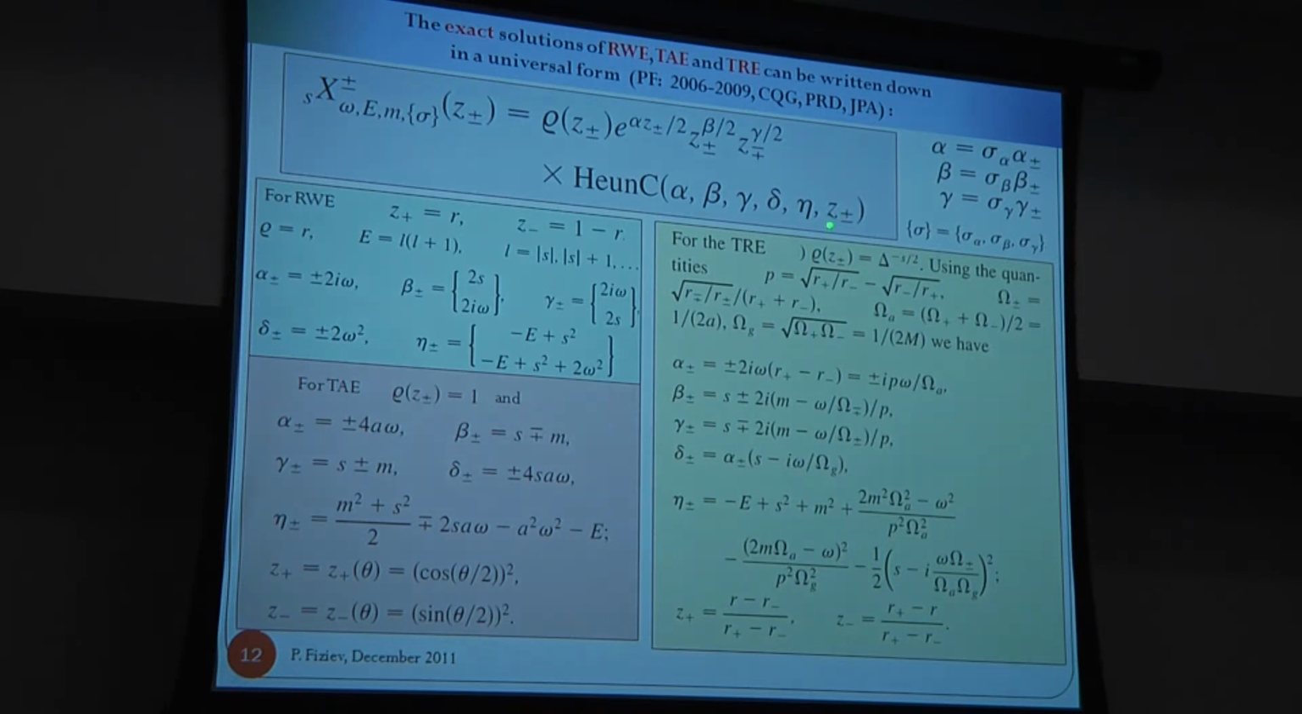We have regular singularities in the Heun function for z equals 0. This means, as you see here, that r equals r minus, this is the Cauchy horizon. And we have a singularity in the Heun function when z equals 1. And from this formula, you see that this means the event horizon.